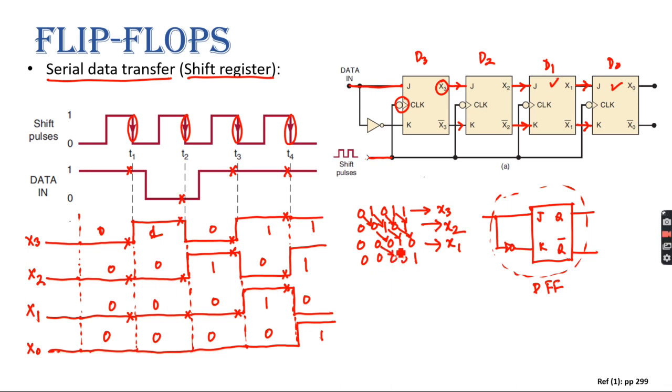This 0 is shifted here, this 0 is shifted here, this 1 is shifted here for x0, right? So whatever you are putting here, in each and every negative edge, it is shifted to the next flip-flop. You got my point, right?